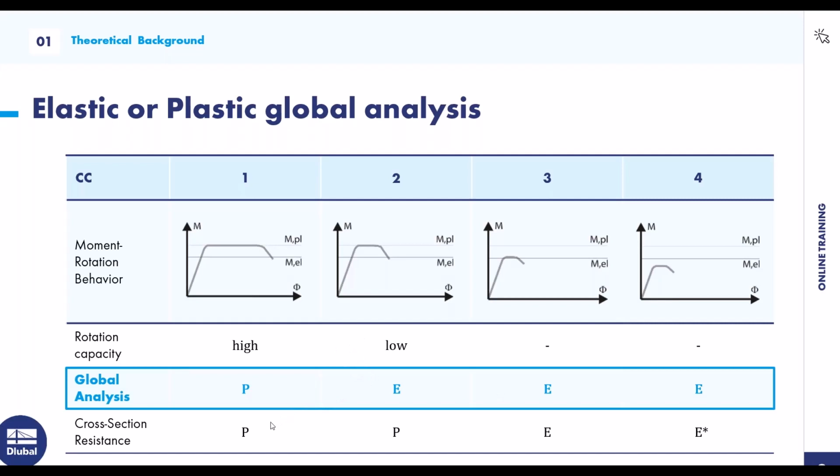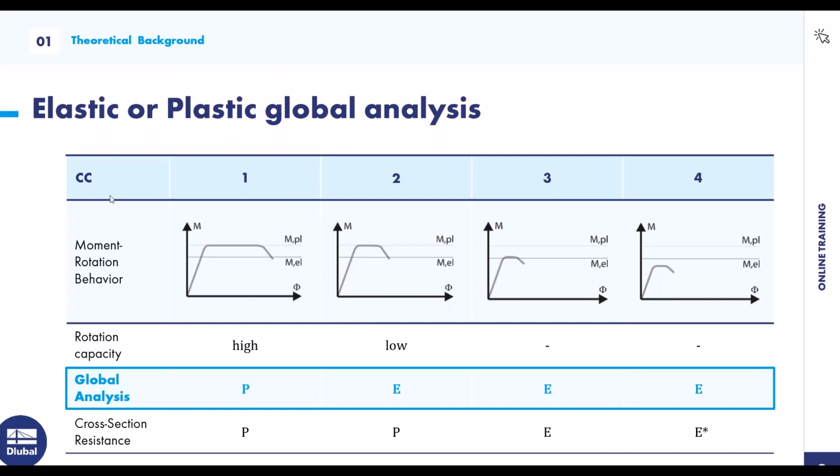What's important to you in practice? Mostly you do an elastic global analysis. It's not very often that one considers, for example, plastic hinges. What's important is that the first 2 cross-section classes can be designed plastically with the plastic cross-section resistance, and for cross-section classes 3 and 4 the cross-sectional resistance can only be applied elastically.